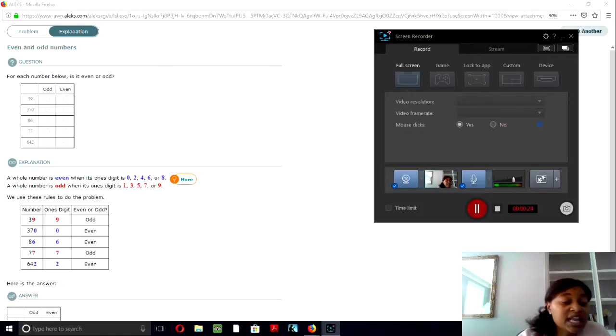So let's just look at the last number. The last number of 39 is 9. That is an odd number, so you would check it as odd. 370, the last number is 0, which is an even number, so that would be an even number problem. 86, the 6 is even, so that will also be an even number problem. 77, 7 is an odd number, which will make this problem an odd number. And 642, the last number is a 2, which will also make this an even number problem.